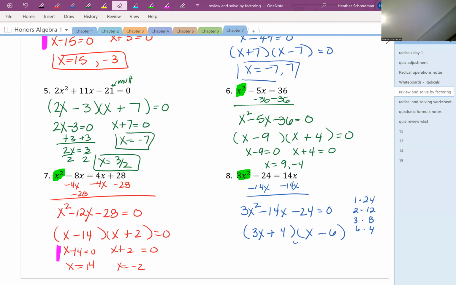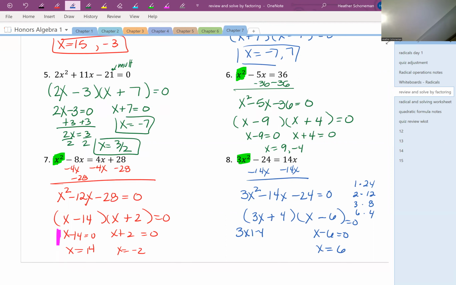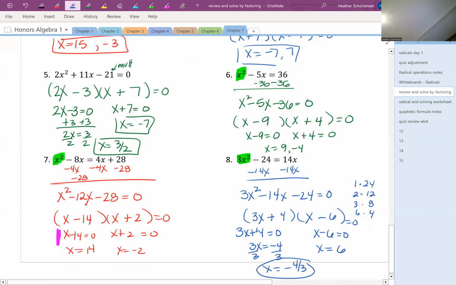All right. Now, when I write my equations, over here I just get x minus 6 equals 0, so x is 6. Over here I have 3x plus 4 equals 0. So let's try and do some of it in our head so we can get better at it. First, we have to subtract the 4. So if I subtract the 4, I'm going to get 3x equals negative 4. Then I'm going to divide by 3. So that's how I'm going to get negative 4/3. So they're always going to be the opposite sign. And then you go from there.